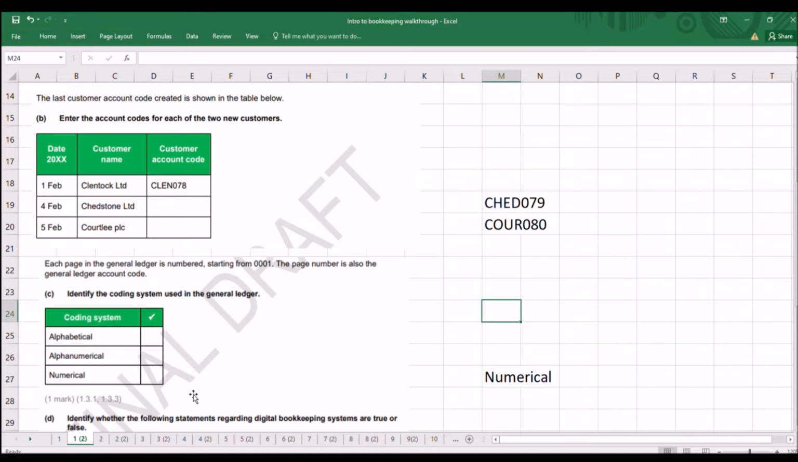If there was, let's say, sales 001 and then sales 002, because there were two different products and whatever, that would be an alphanumerical thing in here. But in this instance, there's just one sales account.